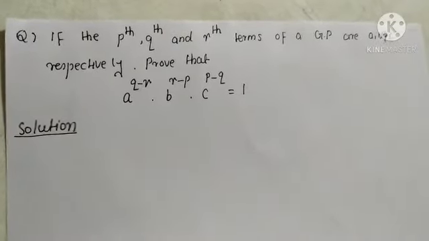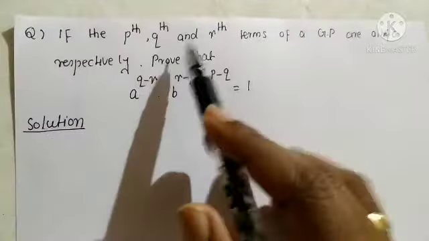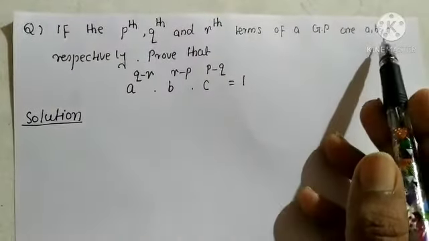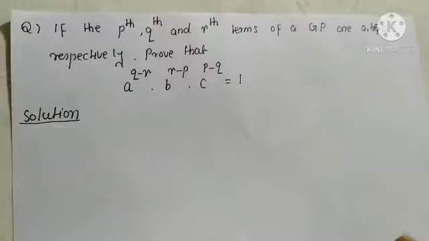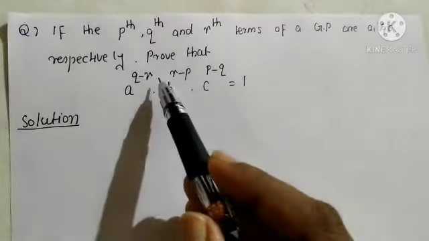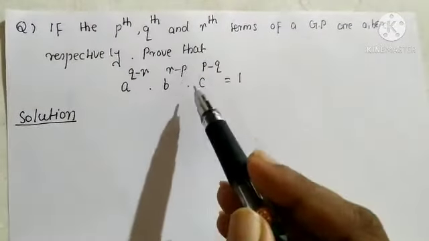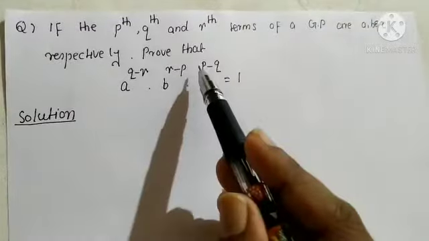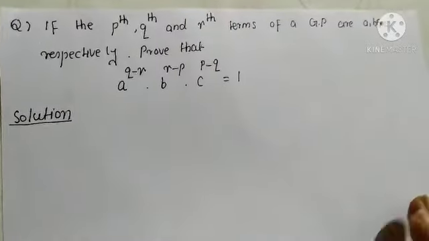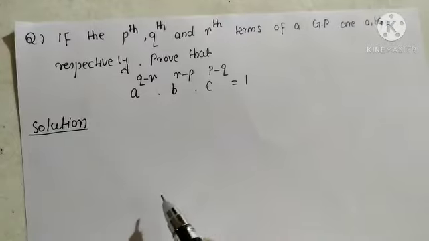This is our second question. If the pth, qth and rth term of a GP are a, b and c respectively, prove that a raised to q minus r into b raised to r minus p into c raised to p minus q equals 1. Okay, so let's start the solution of this question.